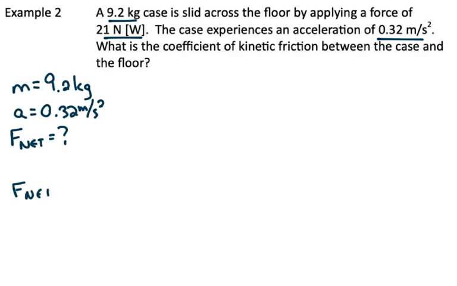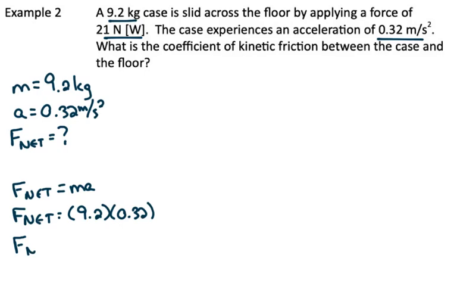So knowing that F net equals ma, substituting in mass 9.2 kgs, acceleration 0.32 meters per second squared, multiplying that out to 2 sig figs gives us 2.9 newtons of net force, which means 2.9 newtons goes into moving the case, and the rest of the 21 newtons goes into overcoming friction.